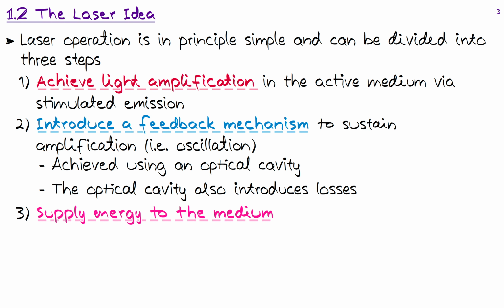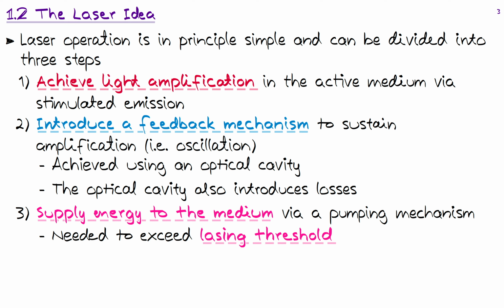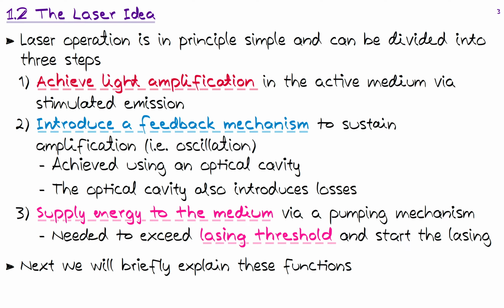And then finally, we need some kind of mechanism to supply energy into the active medium, into the gain medium. Basically that's a pumping mechanism, and we need that to exceed the lasing threshold to realize population inversion in the electron states so that the gain medium can start lasing or oscillating. Next, we will briefly explain the different steps or functions and the governing main principles so that you understand what will follow in the course.